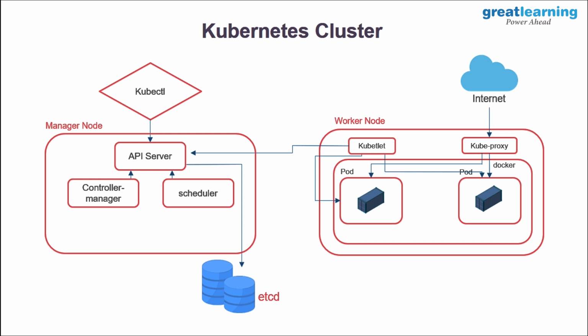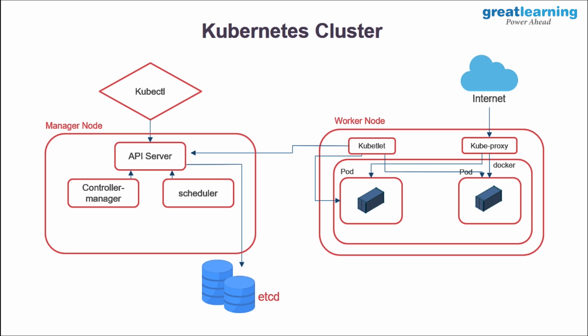Then there is something called a scheduler inside of the manager node. Now the scheduler basically helps in scheduling all the different processes, and it also helps in load balancing between the requests that are coming in. So that is basically our manager node. Now let's move on to talk about the worker node.